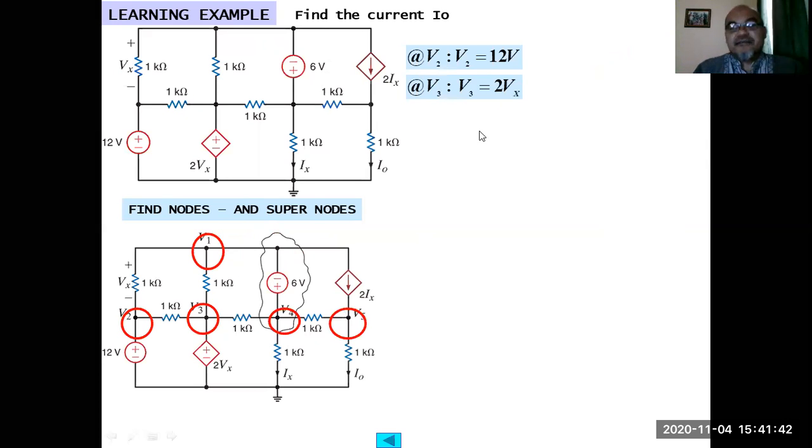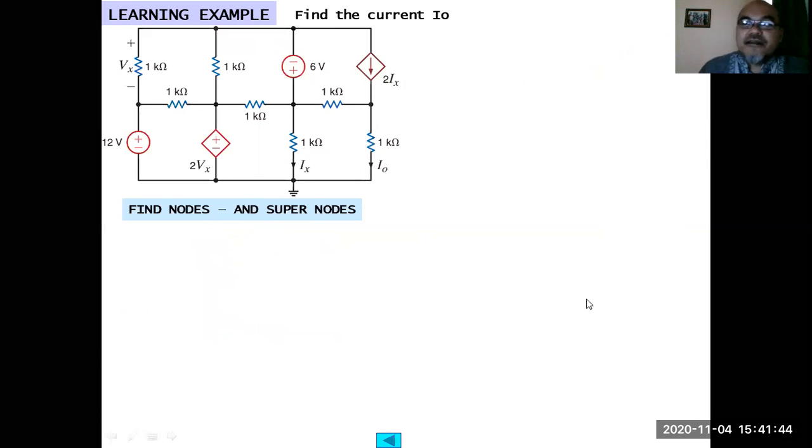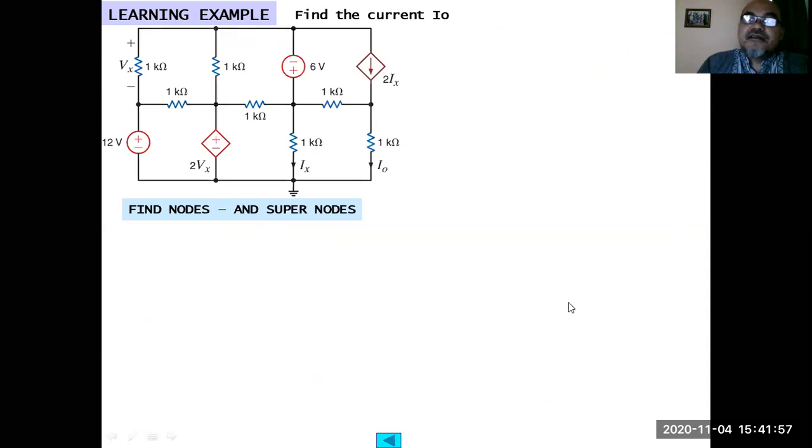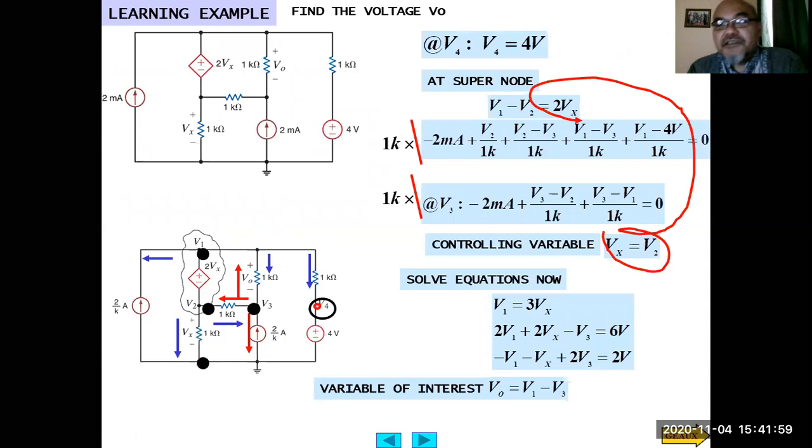Okay, this is another example. From here, this is not calculated until the end, but I hope all of you already understand that this is solvable. Yes, 3 equations for 3 unknowns, which can be even further simplified into 2 equations with 2 unknowns, V1 and V3.